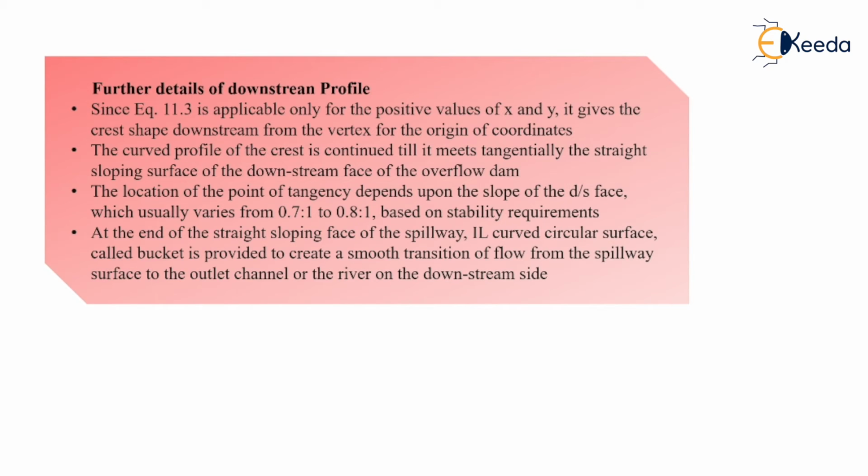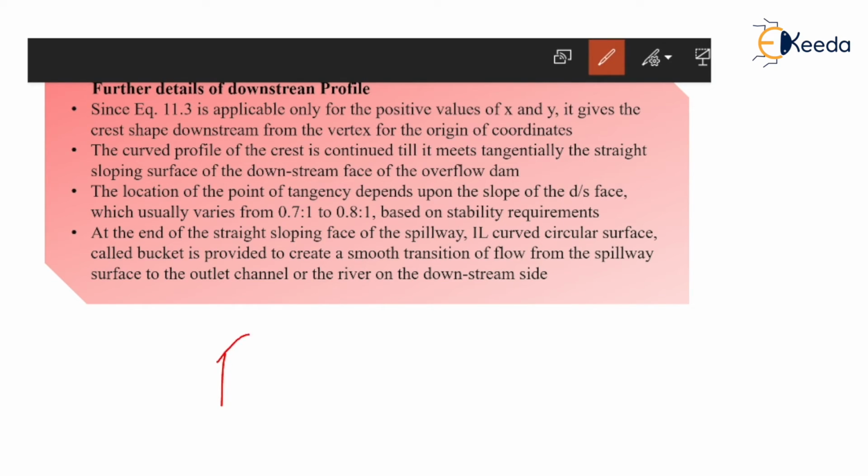See, further is the design of the downstream profile, that means when we need to give a certain bucket section. The equation that we have derived is applicable only for the positive values of x and y, and it gives the crest shape downstream from the vertex, which is the origin of the coordinates. The curve profile of the crest is continued till it meets tangentially the straight sloping surface of the downstream face of an overflow dam. This portion remains curved until it reaches a point of tangency. So from this point we have to draw a straight line.